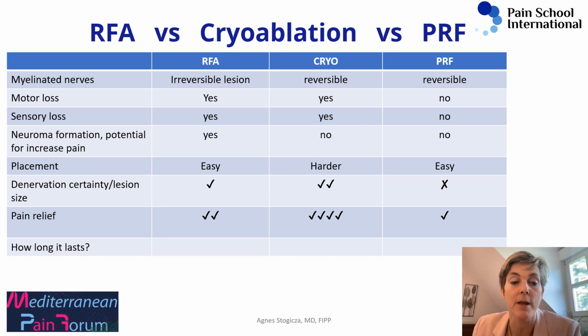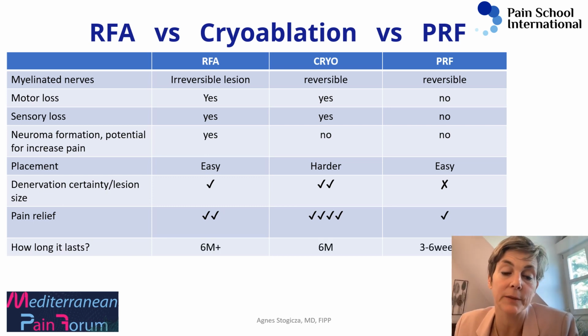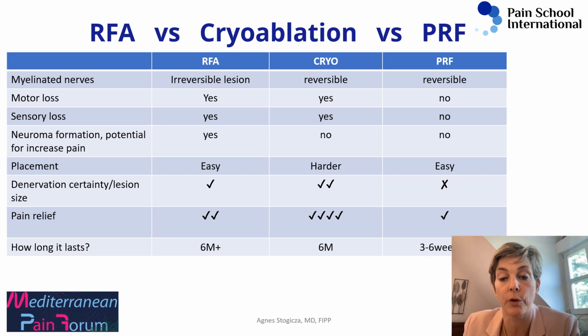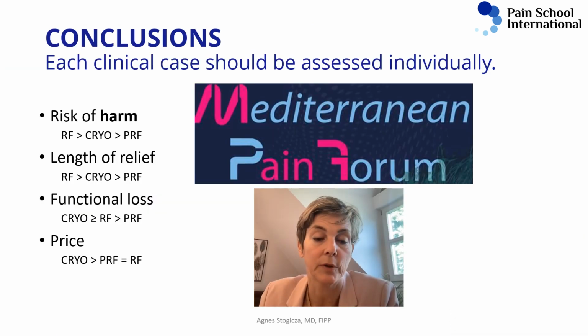And similarly, with the pain relief, the bigger the lesion, the more likely that you incorporate your target. And then how long it lasts, probably RFA lasts the longest, because the nerves do grow back with cryo. And then with PRF, we have data showing 3 to 52 weeks of results. Okay, so I'm not going to repeat this particularly because I'm out of time. Thank you very much for your attention and I'm ready for questions.